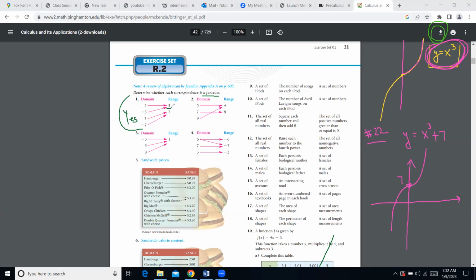So they all went to visit, let's say, 3 or 7. So we do have a function. The only one that is not a function is in exercise 4, isn't it? Because 6 is no good. 6 is related to -6 and to -7 at the same time. So we don't have a function.